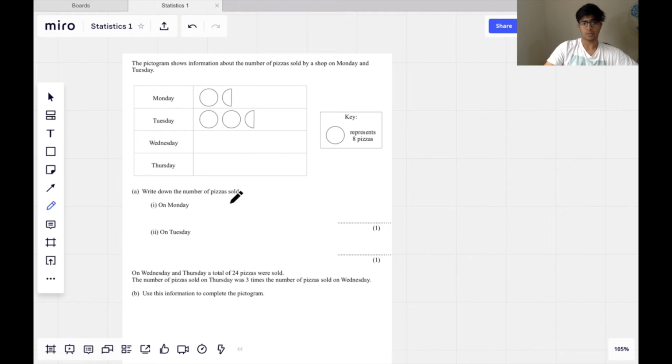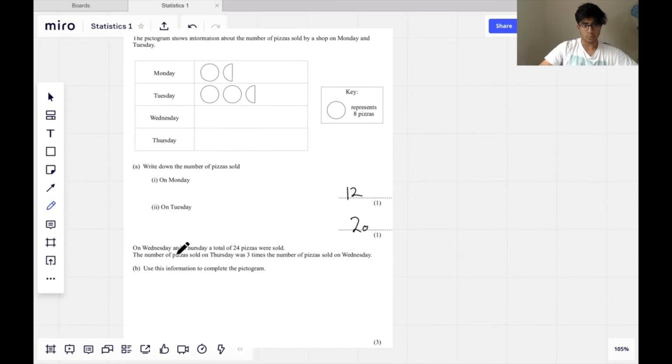Write down the number of pizzas sold on Monday. Well, one of these circles represents 8 pizzas, so half the circle must represent 4. So that's 8 plus 4, so that's 12. And on Tuesday, 8 plus 8 plus 4, 16 plus 4, 20. And then on Monday and Tuesday, a total of 24 pizzas were sold.